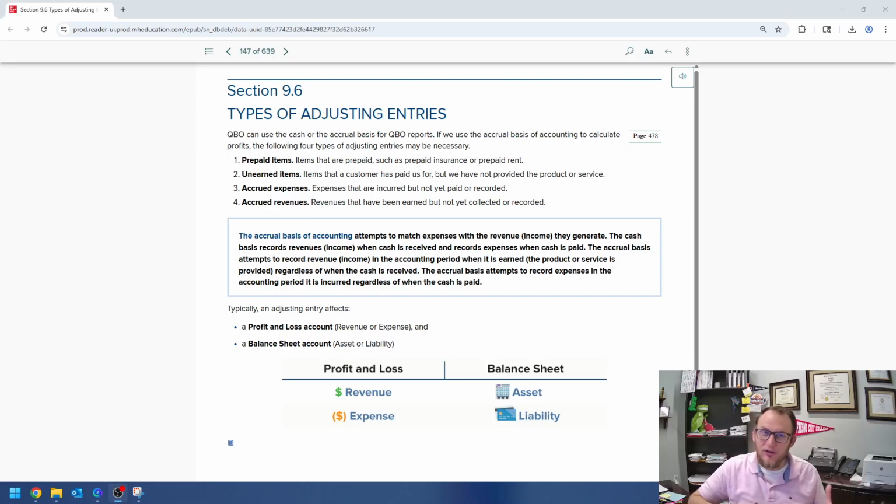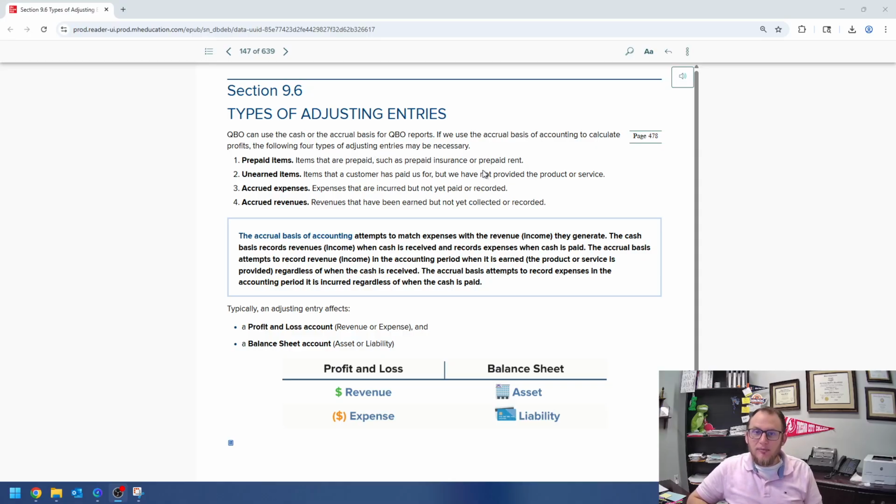So there are a few different types of entries that we're going to be making. And really this is going to be on the accrual method of accounting. So when it comes to the accrual versus cash method, the accrual method tries to record revenues and expenses as they are earned, where cash says, here's when we actually got paid, when we received the cash.